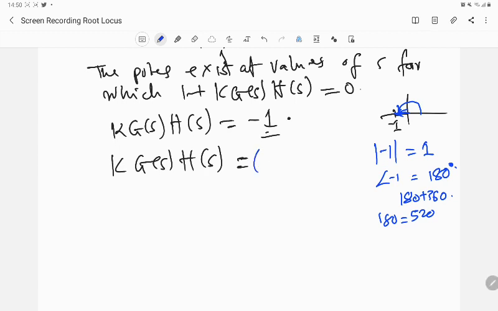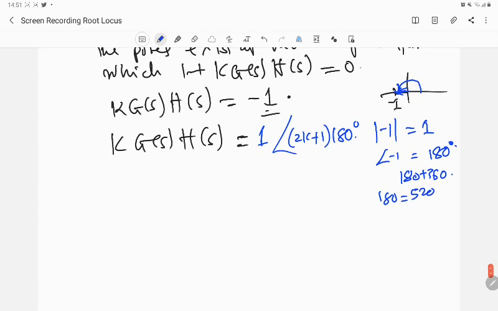Therefore, we can generalize this as having a magnitude of 1 and an angle of (2k plus 1) times 180 degrees. This is something that we can easily find from the characteristic equation, where k equals, and this is small k, not big K, small k equals 0, plus minus 1, plus minus 2, and so on and so forth.